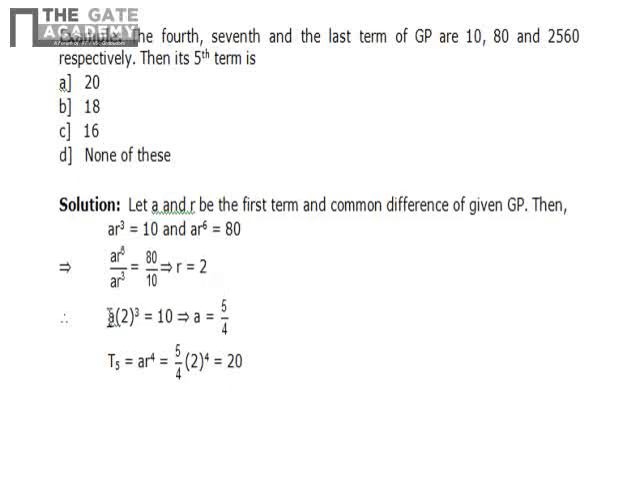Now we'll put this 2 in one of the values. This is AR cube is equal to 10. We'll put the 2 here, and we'll get A as 5 by 4. That means the first term is 5 by 4. Now it's very easy to find the fifth term. So T5 is equal to AR raised to 4. The value of A is 5 by 4 and the value of R is 2. We'll put these two values and find the value of T5, that is 20.